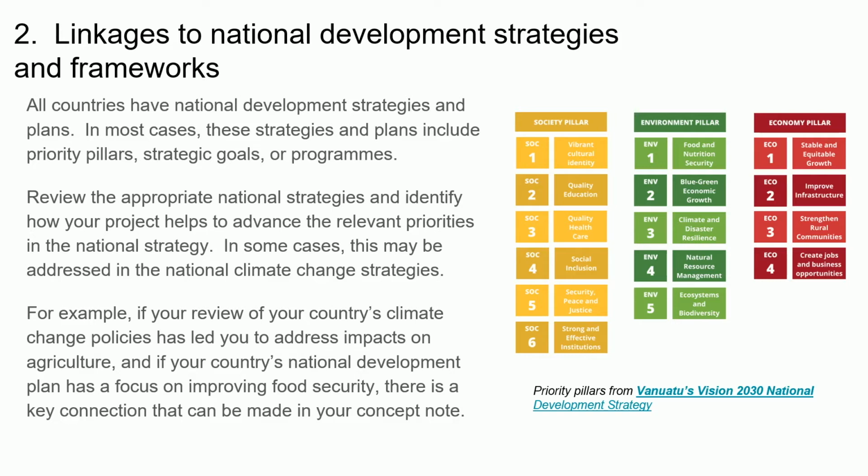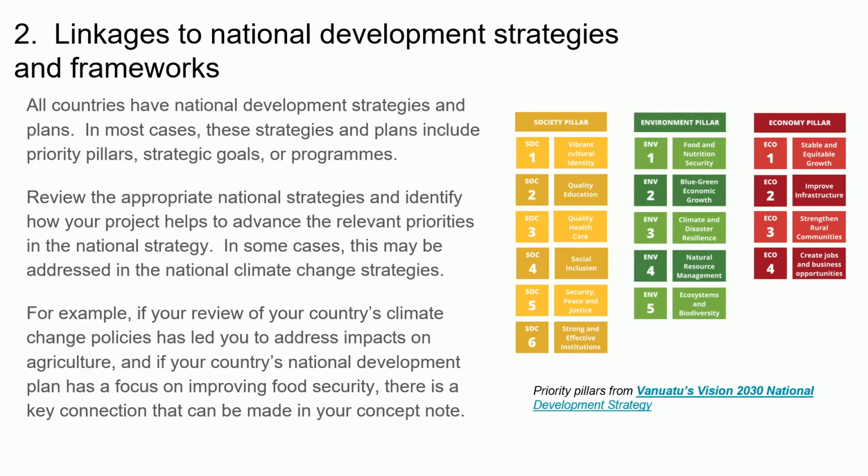But in the case of Vanuatu, we've got 3 pillars. And those pillars are divided into different programs. You can see Society Program 1, Vibrant Cultural Identity, and that would probably have a number of indicators associated with it or priority actions. And we want to make sure that our project idea is aligning with those things. So what we'll do is we will review the appropriate national strategies and identify how our strategy helps to advance these relevant policies in the national strategy.